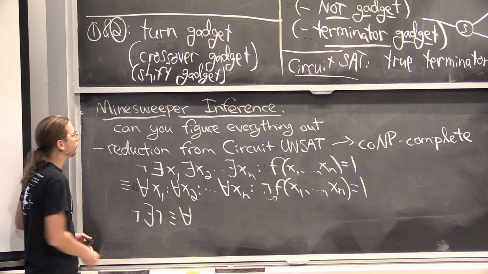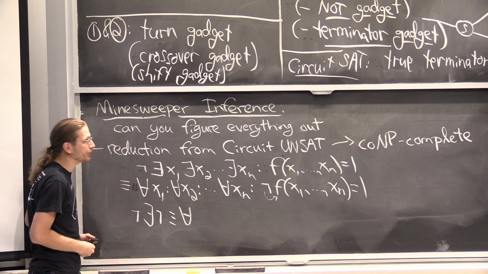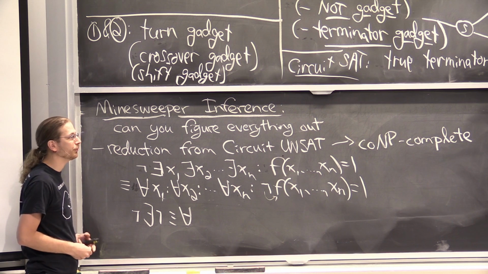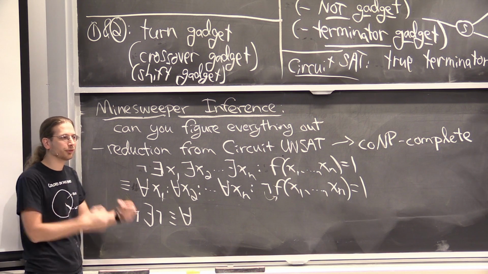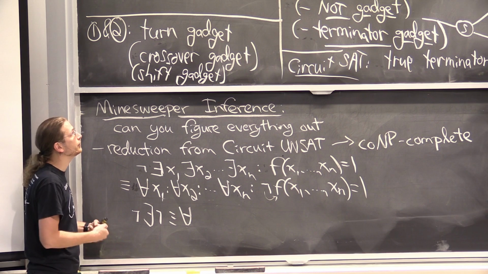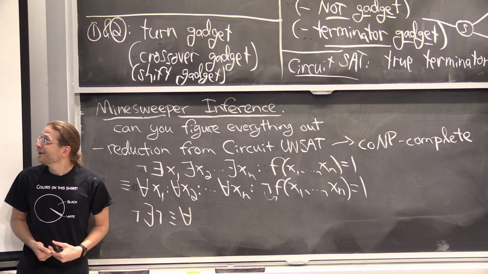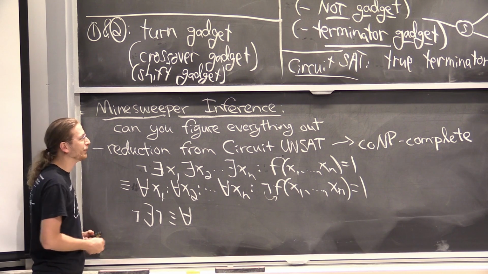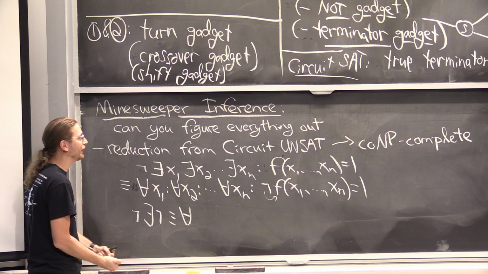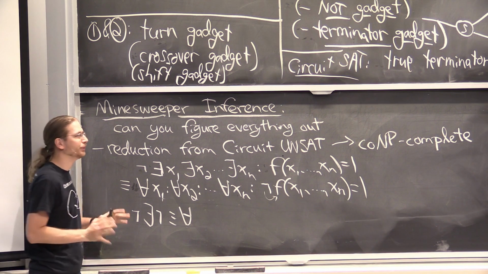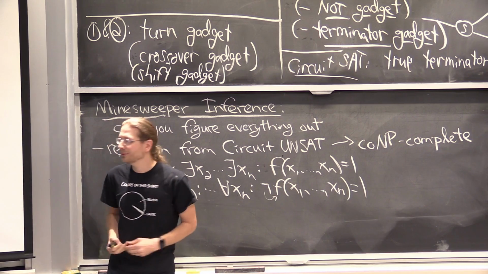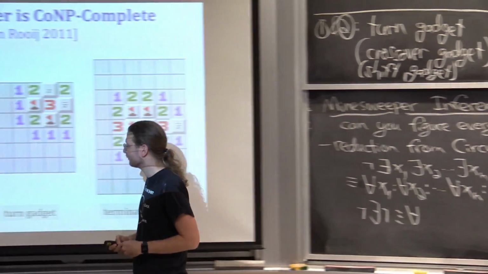Cool. So the claim is Minesweeper inference is co-NP complete. And in general, the proper statement is Minesweeper is co-NP complete. Minesweeper consistency is NP complete, but Minesweeper, the game, where I want to solve the game, is co-NP complete. Cool. This will be one of the few cases where co-NP arises for us.